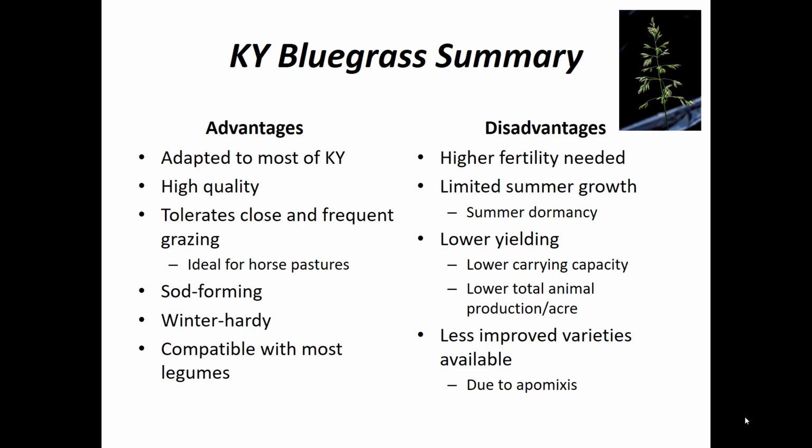On the disadvantage side, it does need more fertility than other grasses to do well. It has limited summer growth, and when it is hot or when soils are shallow, it'll go into dormancy and actually turn brown. It is lower yielding, and that means it's got lower carrying capacity or lower total animal production per acre. And we have fewer improved varieties of Kentucky bluegrass because of apomixis.